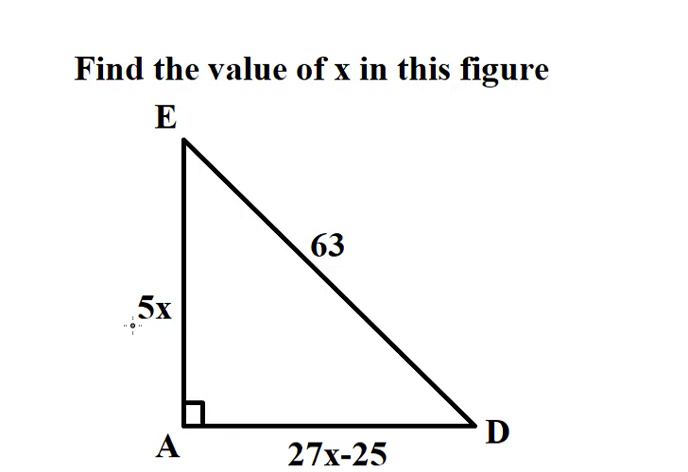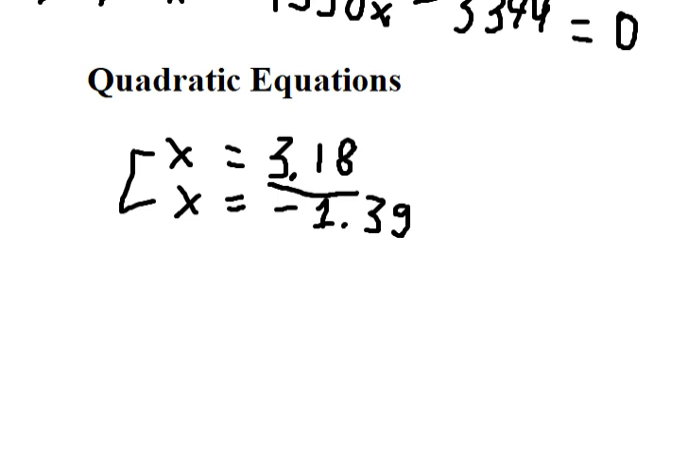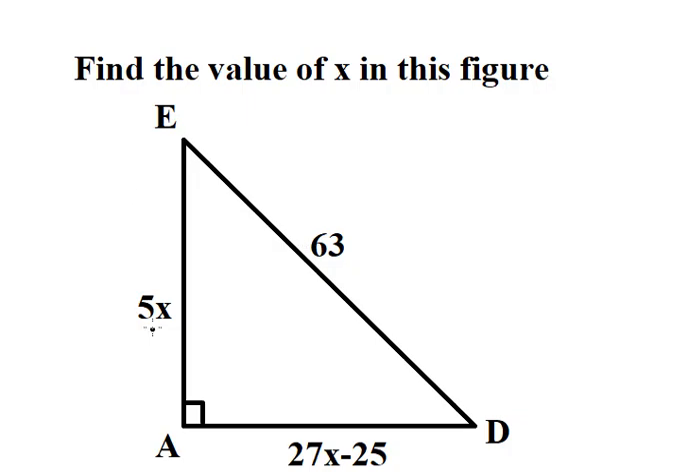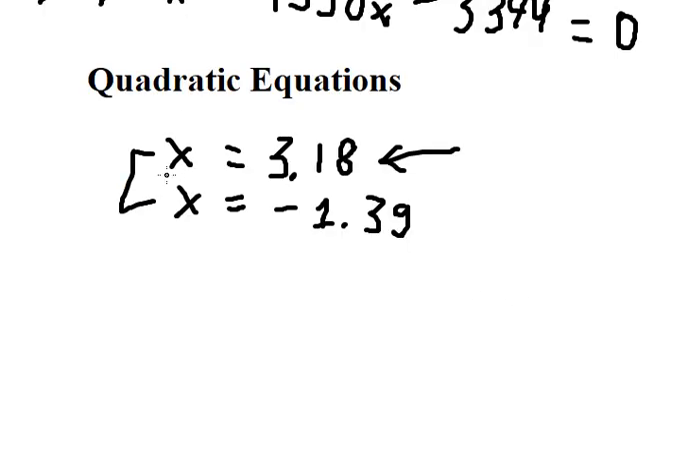So we can see that 5x, if we put this one, you get about 15. If I put this one, you get negative 5. So we need to find the positive number. So that is this one, and this is the final answer we need to select.